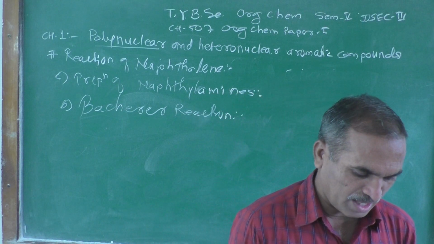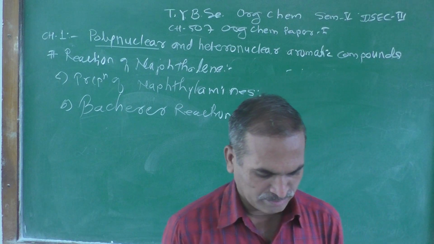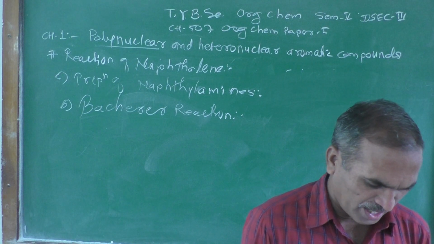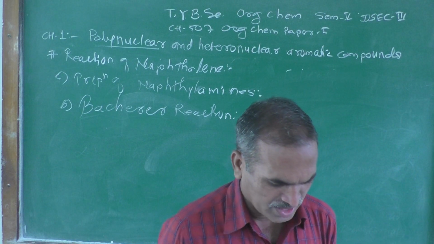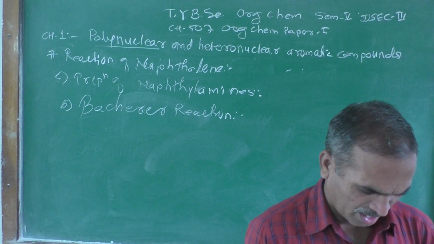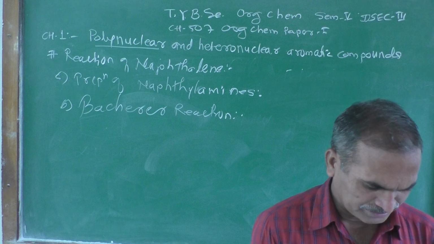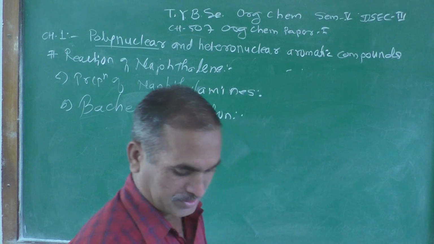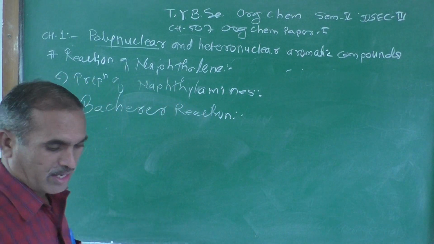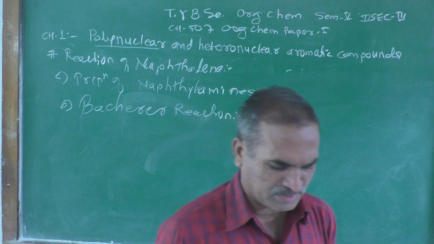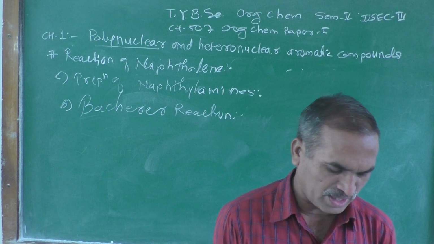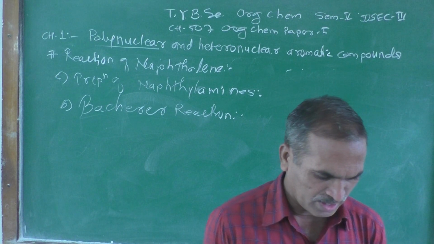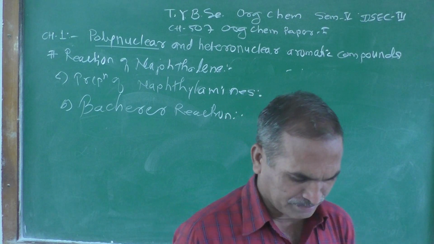Alpha and beta naphthylamine are obtained from the corresponding naphthol by heating with bisulfite and ammonia at very high pressure. And that's why we get this reaction, the Bucherer reaction. What he did: alpha and beta naphthylamine are obtained from the corresponding naphthol by heating with bisulfite, NaHSO3, and ammonia at high pressure.